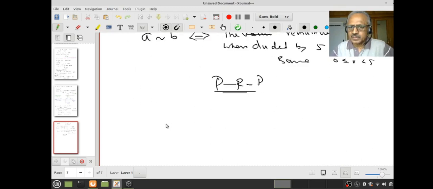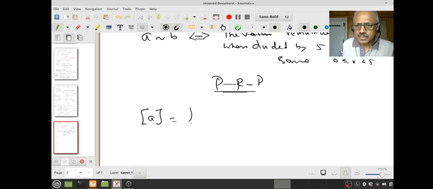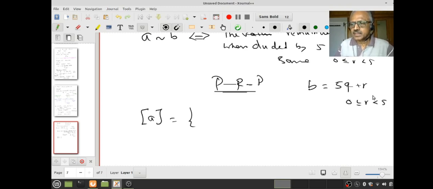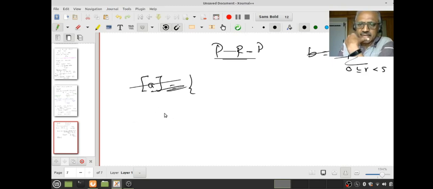So we have found the equivalence class. Therefore, what is the equivalence class of A? Any B must be 5 times Q plus R, where 0 less than or equal to R less than 5. Do you understand that? Sorry, I'm going fast, that's why I'm making mistakes. So A minus B is 5 times Q. Therefore, what should B be? B equals A minus 5Q.